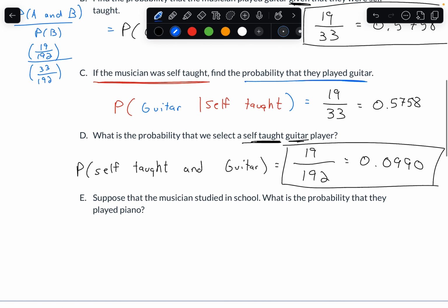Last question, let's take a look at one more here. Part E says, suppose that a musician studied in school. What is the probability that they played piano? So, okay, a different set of events that I'm considering. Again, I want to think about, what do I know? Do I know anything about this individual? Well, this says, suppose that they studied in school. I know that this person studied in school, which means that's my given. So, given that they studied in school, what is the probability that they played piano? So I want to know the probability that they played piano if they studied in school.